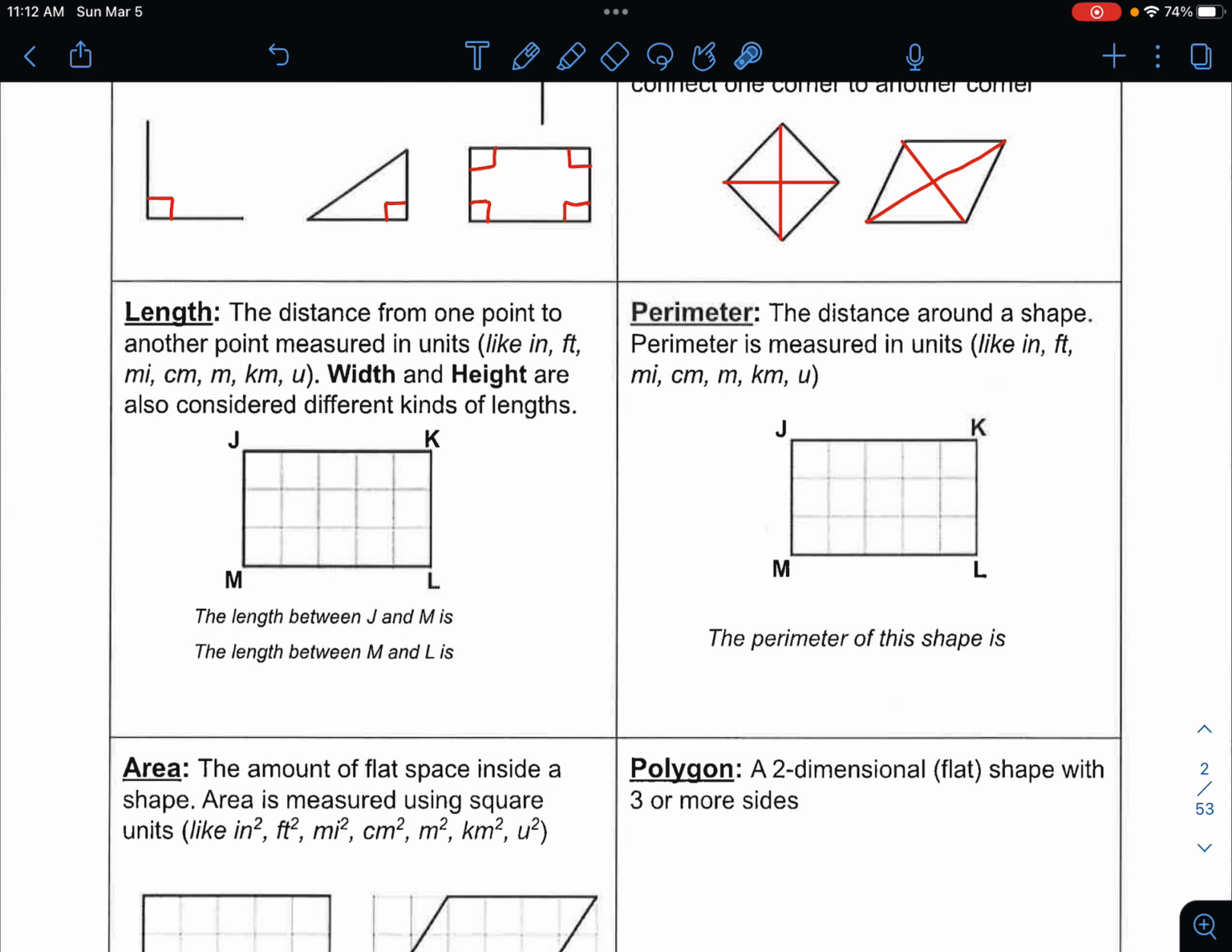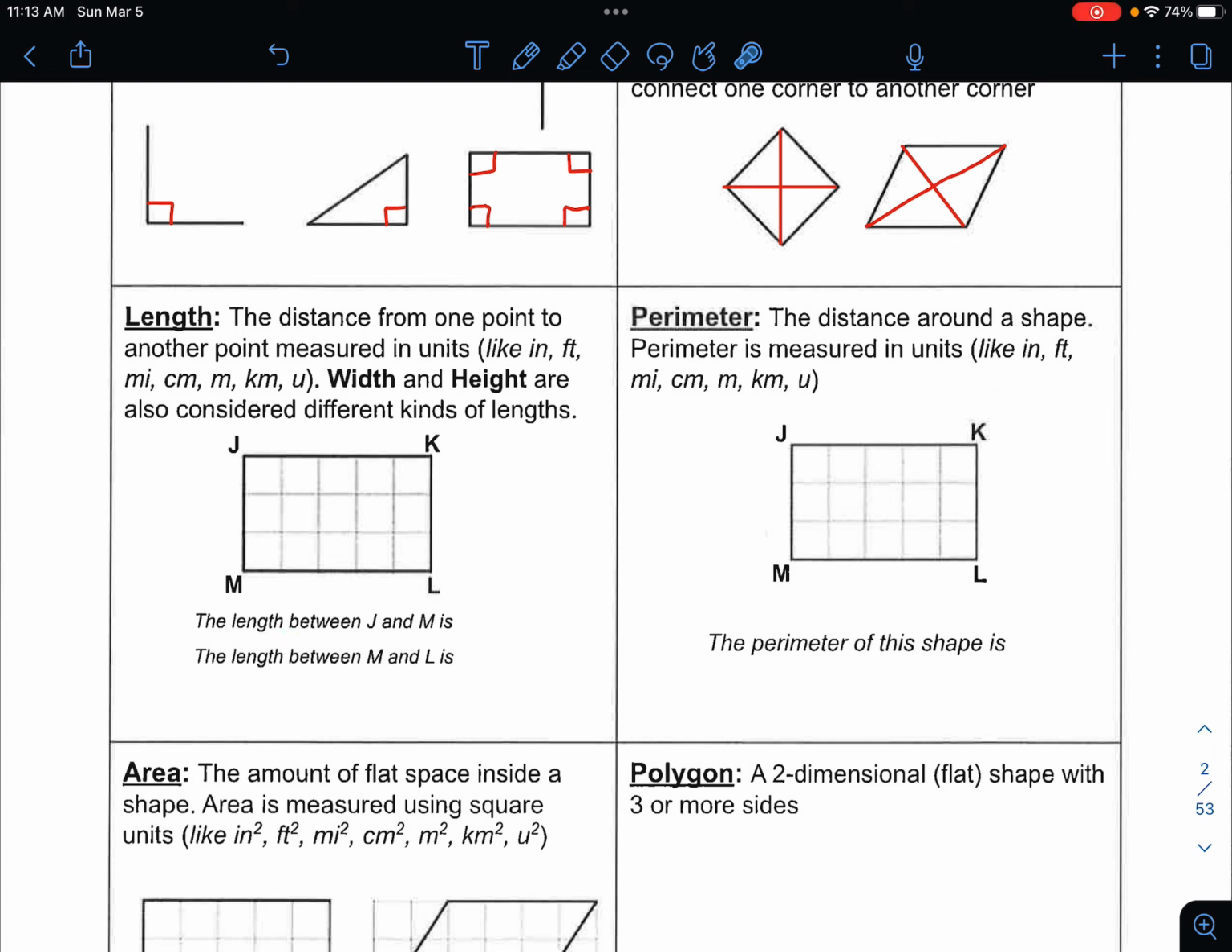Let's talk about the word length. Length is the distance from one point to another point measured in units. What do I mean by units? Units like inches or feet or miles or centimeters or meters or kilometers, or U stands for units. When would you say units? If it doesn't say that something is in feet or inches or miles or meters, you would say it would be in units. So width and height are also considered different kinds of length. Length is almost like a broad umbrella term, and width and height are kinds of length. So this one, let's see.